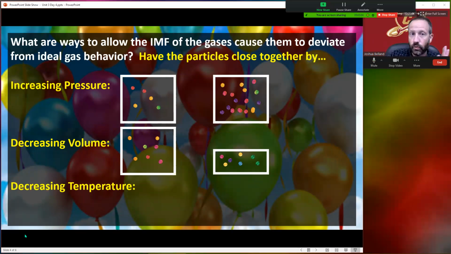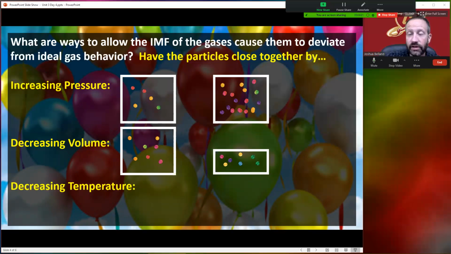Okay. Here's another way the IMFs cause it to deviate: when we get the particles closer together. Ways that this could happen is we increase the pressure. So look at my before and my after. Before, I have just a few molecules in that container, right? They're pretty far from each other. Now I've added a lot more molecules to that container. They've got to be a lot closer to each other. Because I've increased the pressure by increasing the amount of particles, they're going to be able to attract each other better and stronger, and they will exhibit less than ideal behavior.